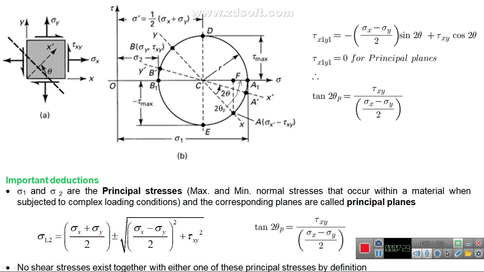Point A corresponds to the stress in the x-plane, that is sigma x, tau xy, and point B corresponds to the stress in the y-plane, that is sigma y, tau yx. Tau yx is equal to tau xy and has been replaced for simplicity.